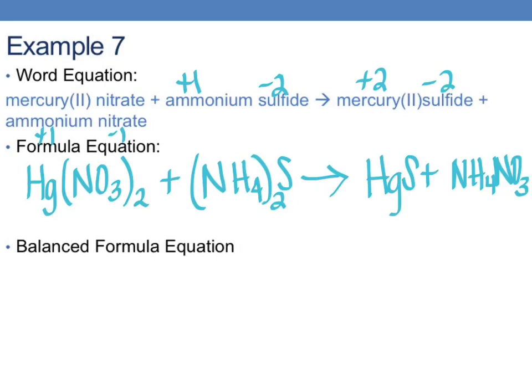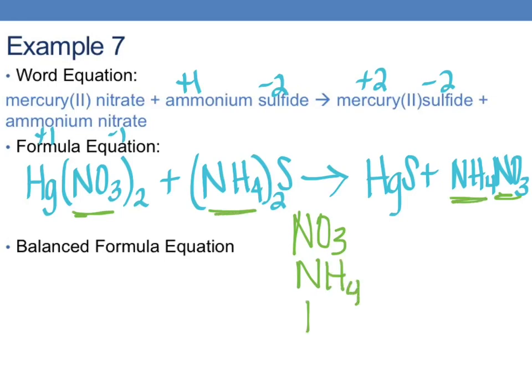So once you have your equation written out, then I go and I start listing my polyatomics. NO3, so I've gotten that one. NH4, then my metals, and my nonmetals. And I have no H's or O's.